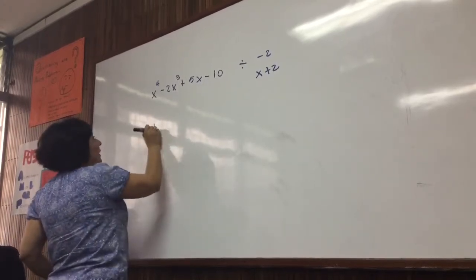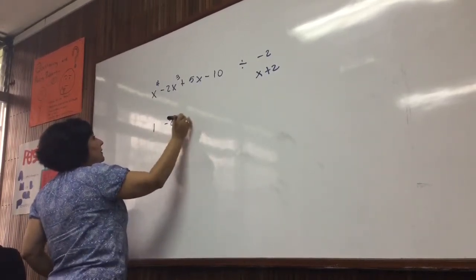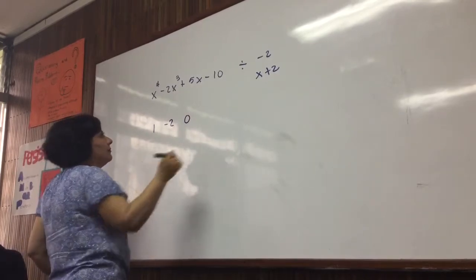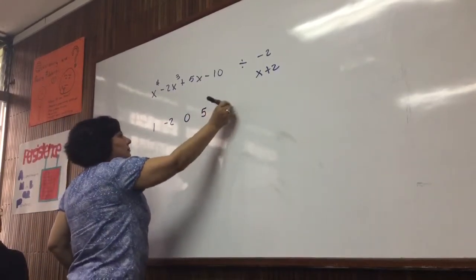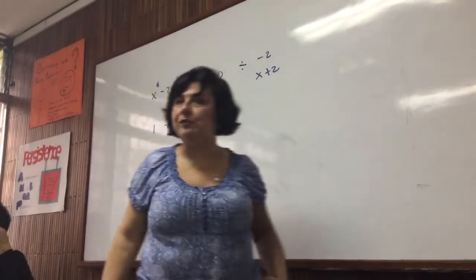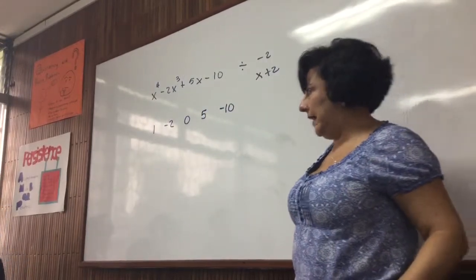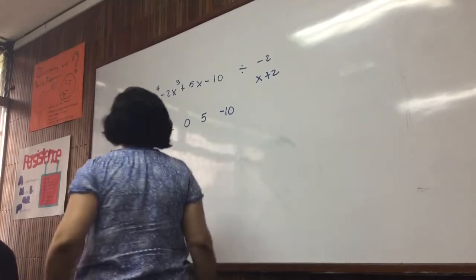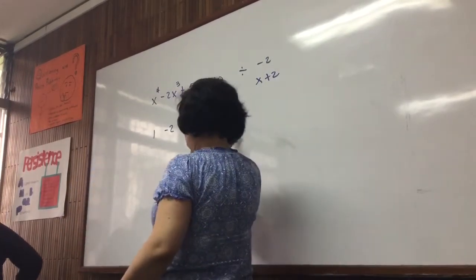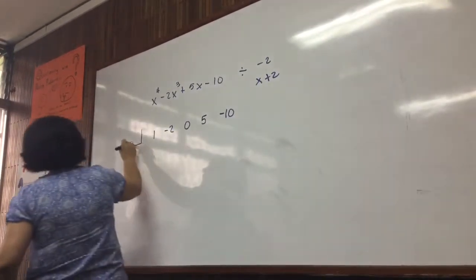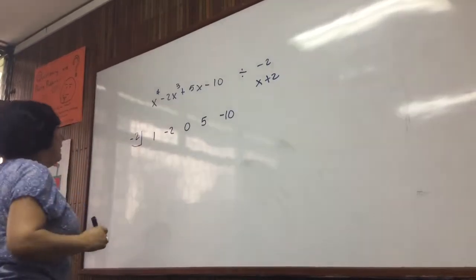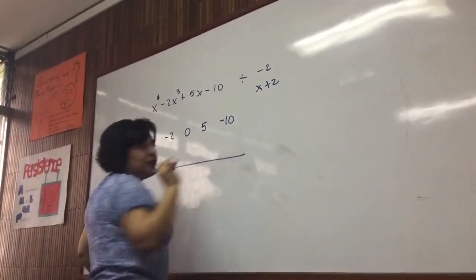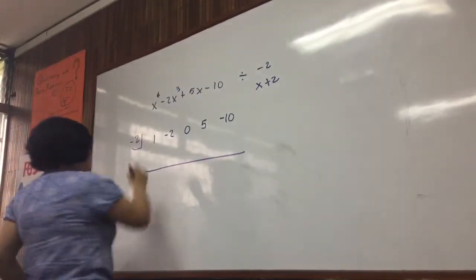Let's see. What do I write? Tell me. 1. Everybody get where I got those numbers from? Everybody good? Yes? Those numbers, from the original polynomial. So it's clear, okay? And I'm dividing by -2. So, what's the first thing I do? Copy the first one.